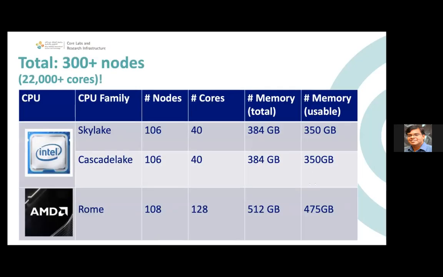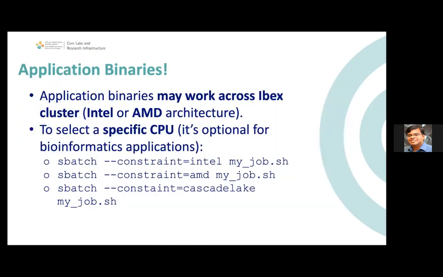Then CPUs. In Ibex, we have 300 plus CPUs coming from Intel and AMD. The Skylake and Cascade Lake are the Intel based. One room is actually based on AMDs. Say for example, based on your memory requirement, you specify an appropriate constraint. Say, for example, if my job is more memory intensive, accordingly, you can select a CPU-based architecture.